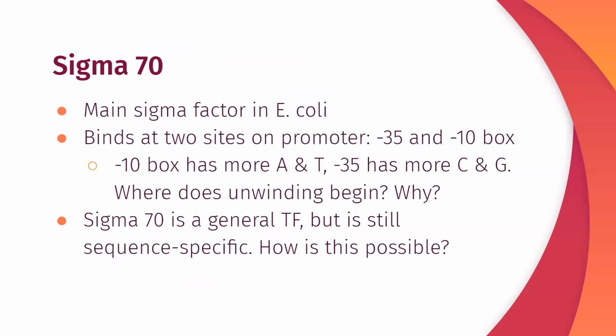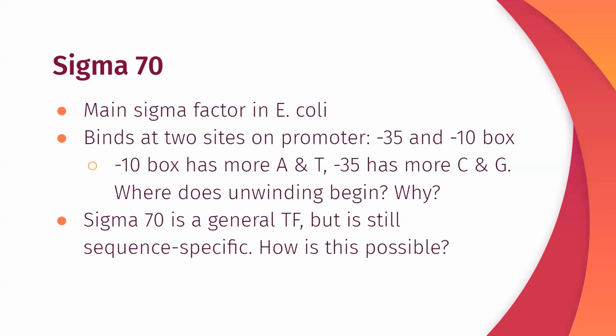All right, so sigma 70 is our main sigma factor in E. coli. It's a general transcription factor, and it binds in 2 places. I think in the diagrams that Laura shows, it looks like a kidney bean where it reaches over on the DNA strand, and one side will bind to the -10 box and the other will bind to the -35. Those are just locations on the promoter. When we go to do transcription, we are going to start unwinding at one of these boxes. Our -10 box has more adenine and thymine, and our -35 has more cytosine and guanine.